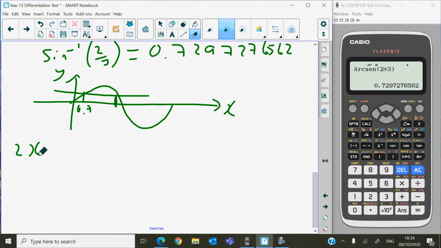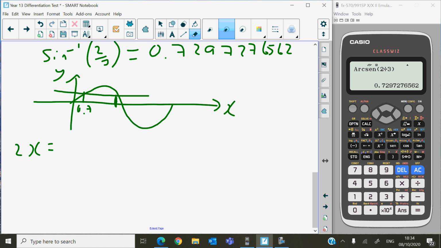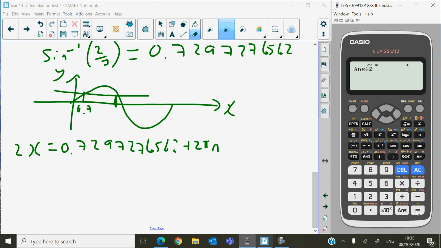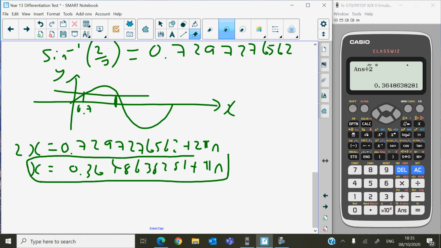I've got 2x, remember it's sine 2x that we're solving. So 2x is equal to 0.7297276 plus 2 pi n. Remember that it's repeated every 2 pi radians. But I need to divide these answers by 2 because I need x. So x is going to be equal to, if I divide that by 2, 0.3648638281 plus 2 pi gets divided by 2 as well, plus pi n. There's my first equation.